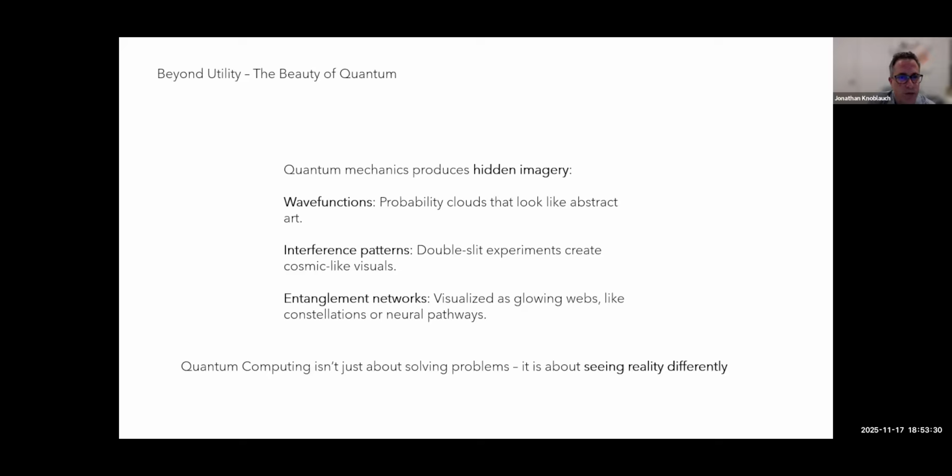So that was an introduction to quantum. And I'll now move on to some of my artwork.